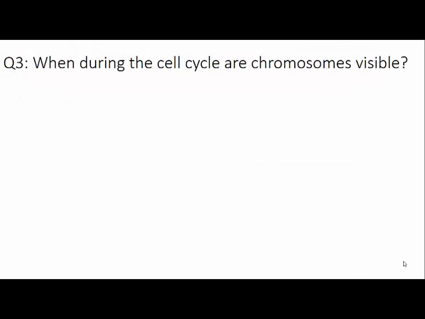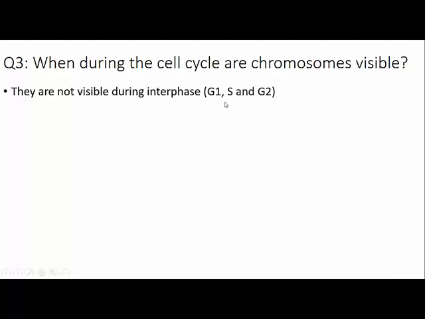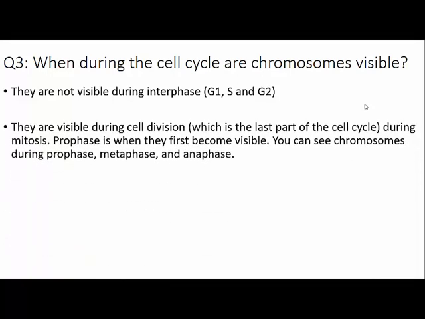All right, moving along. Number three, when during the cell cycle are chromosomes visible? Well, they are not visible during interphase, because we're talking about the cell cycle here, and that is interphase, which is G1, S, G2, the M phase, which is mitosis, and cytokinesis. And we're looking to see when they are visible. Well, they're not visible during interphase. The only time they are visible is during cell division, which is the last part of the cell cycle, during mitosis. Now, prophase is when they first become visible, but it's not asking us when they first become visible. It's asking us when they are visible.